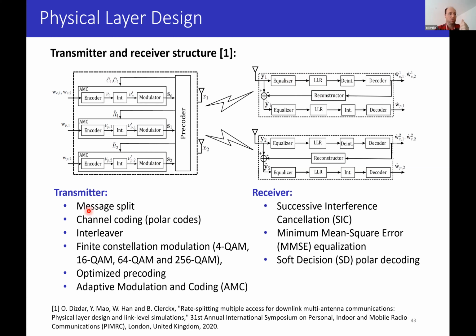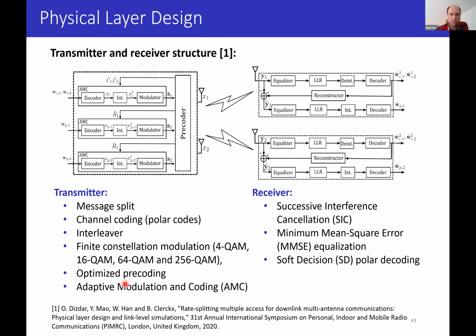So you need to design the message split, you need to design the channel coding that can rely, for instance, on polar codes. So this is what we use here. We use polar codes, interleaver. Then you have the finite constellation, can be QAM, 4 dimensions, 16, 64, 256, as we have in 5G. And then you have the precoder that can be based on the optimized precoders from the optimization, or you can have a low complexity precoder design based on some form of zero forcing precoding or regularized zero forcing or something like this for the private streams, for instance.